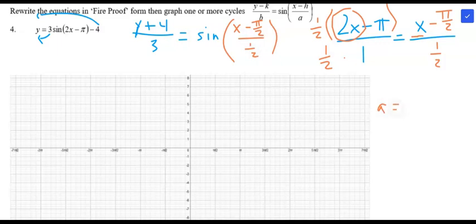So now we can identify our a, b, h, and k. Now if you want to do it on your own just to practice, pause the video and practice before I start filling it in. Okay, so the a value is 1/2. The b value is 3. H is pi over 2. K is -4. So we know the center line of the wave is going to be down here at -4, because that's your K value.